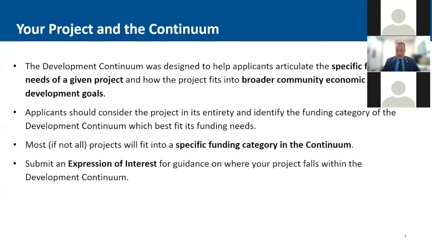A great resource that we want to offer to help applicants understand where they fall is the expression of interest. We covered the expression of interest a lot in the first webinar. It is an optional but highly recommended form that allows applicants to describe their project idea and gives the One Stop partner agencies, EOHED, DHCD, and MassDevelopment, an opportunity to review it, have a discussion together, and provide written feedback to the applicant about where the project could potentially be strongest in the continuum.